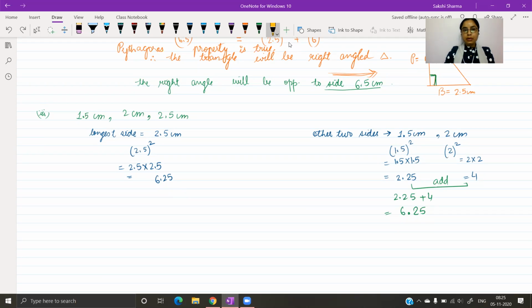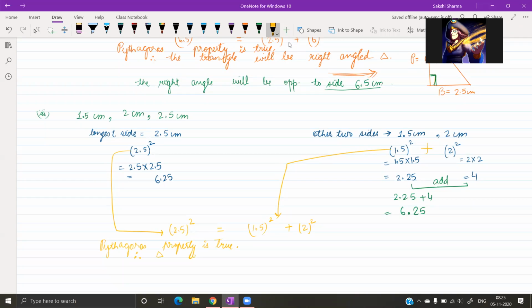How do you write this? From here you take 2.5 square, which we solved, and on the other side we solved 1.5 square plus 2 square. Ma'am. Yes, Gurshan. Ma'am, we have to do both sides, the length side and the other 2 sides. It will be better if you write it down. You can directly start by writing the squares also. Okay, ma'am.